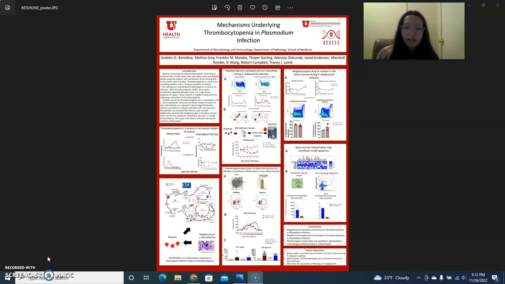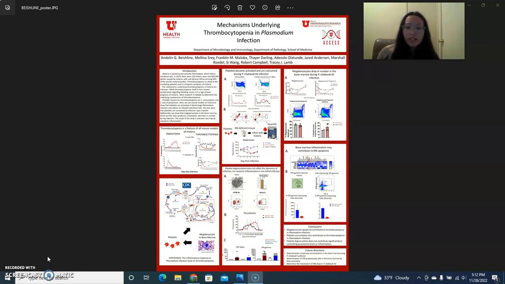NBL mice have platelets that don't activate or perform their function correctly. Our hypothesis is that if the platelets can't activate, then they can't mediate this parasite sequestration, and the parasites will be cleared from the body faster. This is an interesting direction for future research.